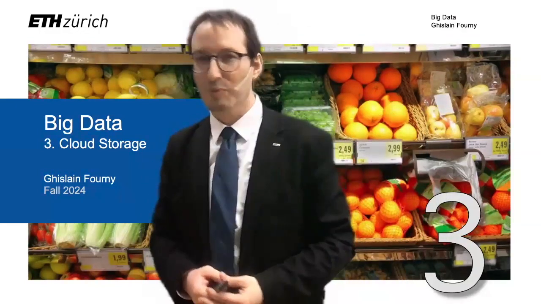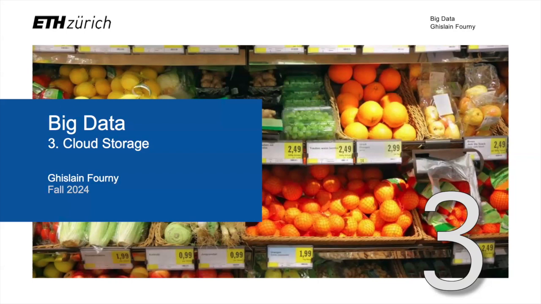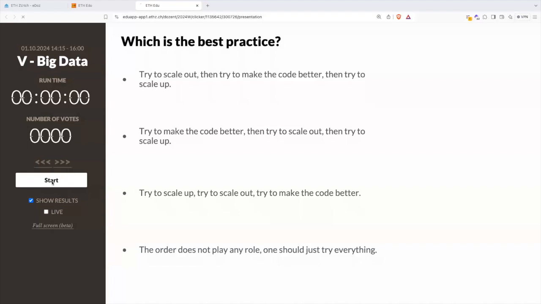So I'm going to start with a question to check that you've been following what I told you last week. What is the best practice? Do you first try to scale out, then, if it doesn't work, try to make the code better, and then scale up? Or do you first make the code better, then scale out, then scale up? Or do you first scale up, then scale out, then make the code better? Or the order doesn't play any role, one should just try everything?